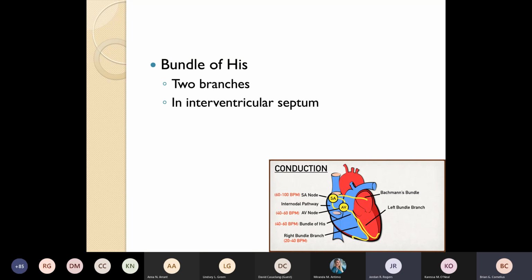All right, so getting back to the bundle. Our conduction goes from the AV node and then into the bundle of His, which, as I said, sits in the intraventricular septum. It's comprised of all those pacemaker cells that have their own potential, so you could see a rhythm originate there at that rate of 40 to 60. From there, it's going to travel down into the right and left bundle branches.